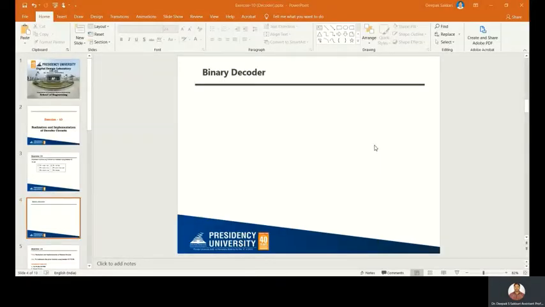The name decoder means to translate or decode coded information from one format to another. So, a binary decoder transforms n binary input signals to an equivalent code using 2 to the power of n outputs. Got it? What do you mean? If two inputs are there, you will be getting 4 outputs. If 3 inputs are there, you will be getting 8 outputs. So, how is that possible? Let us see an example.